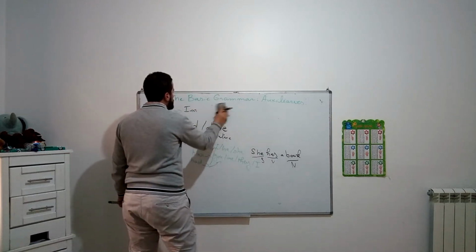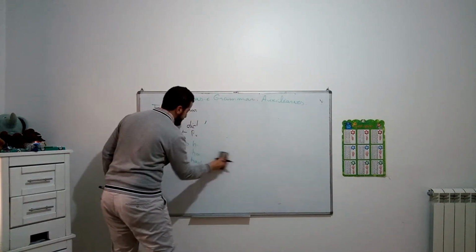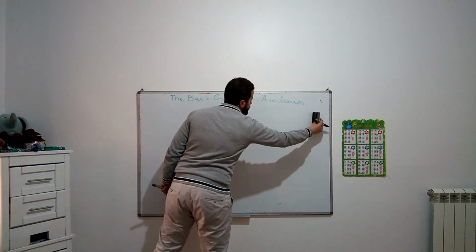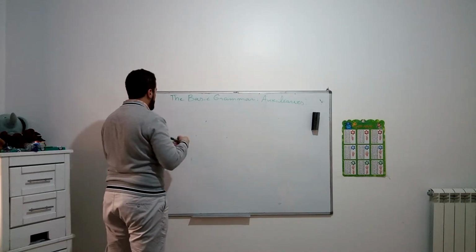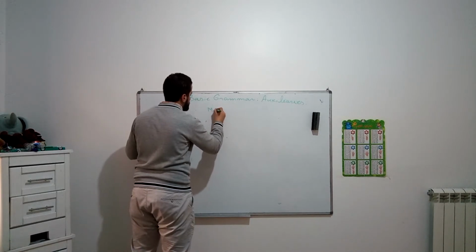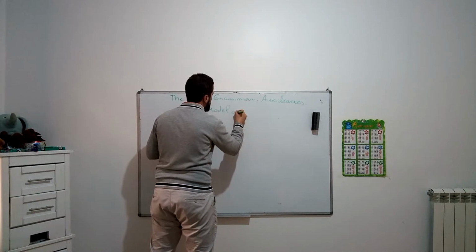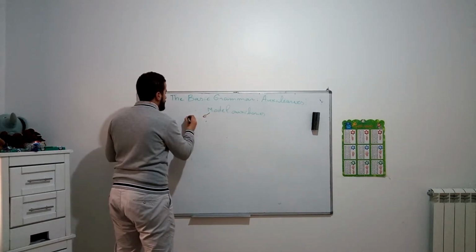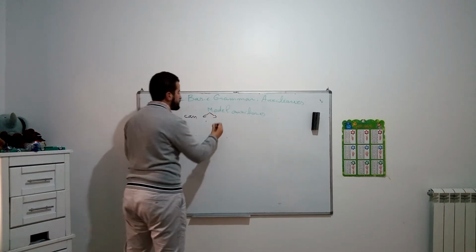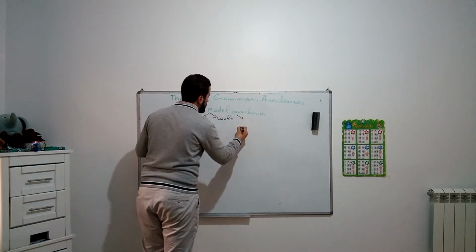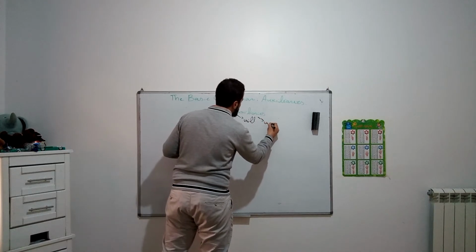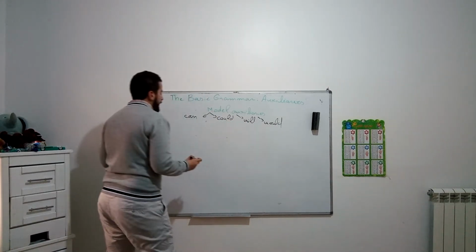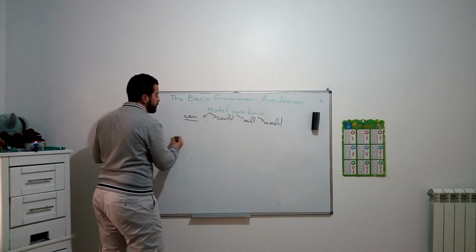Now we move to what? We move to the modal auxiliaries. Modal auxiliaries include, we have can, what else? We have could, will, would, ought to, used to, etc. Ought to. So I'm going to stick with this only. Can, for example, this is a modal auxiliary.